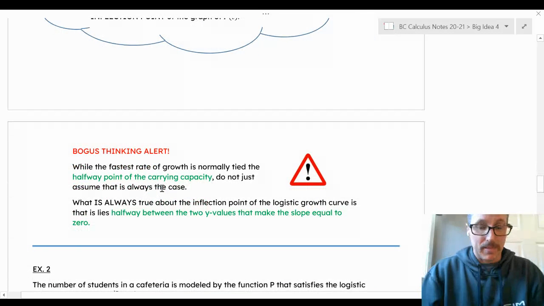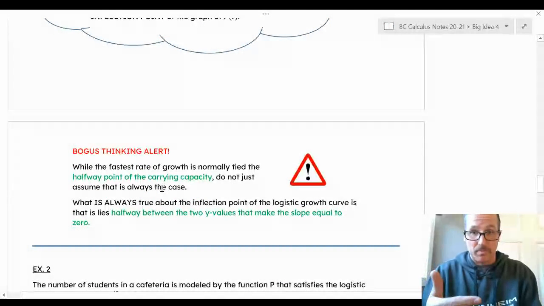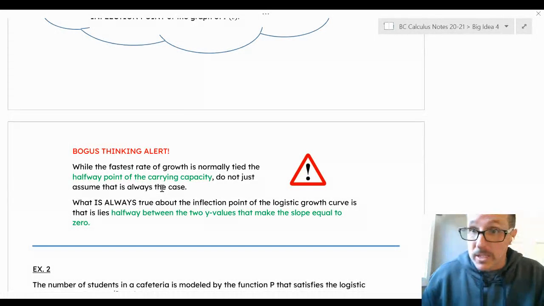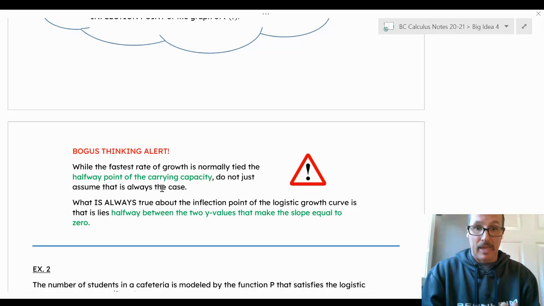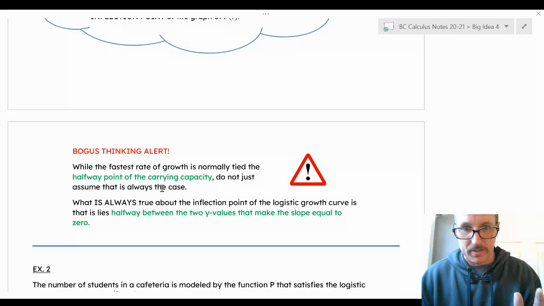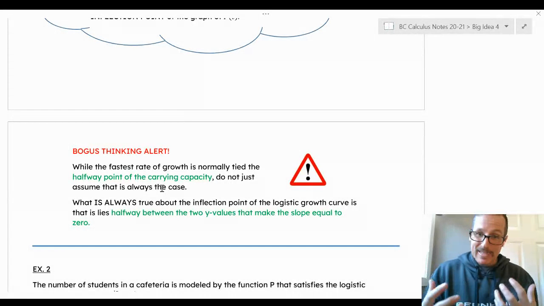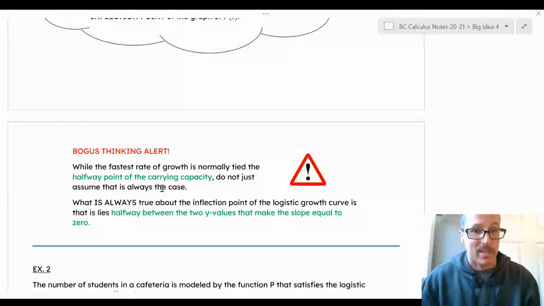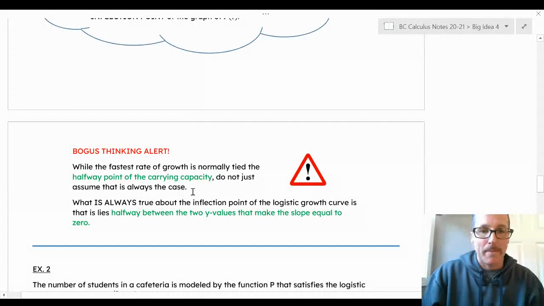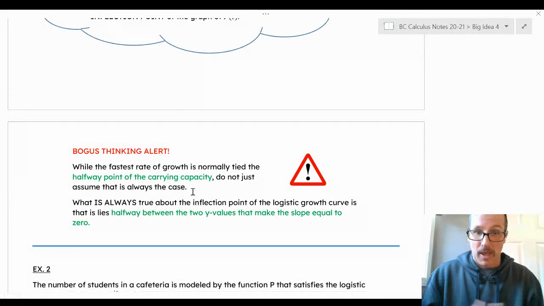Take what I just said with a grain of salt, because most of the logistic growth curves you see are going to be P times (K minus P), or something of the like. But that's not to say that every logistic growth curve is going to look exactly like that. It's just most of the ones you're going to see are in that form. So half of the carrying capacity is usually the spot of the fastest growth rate.